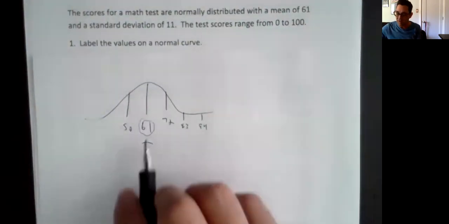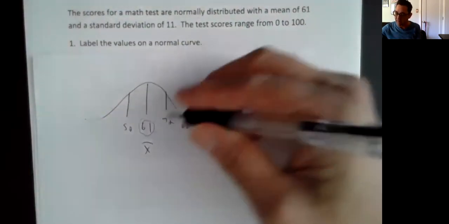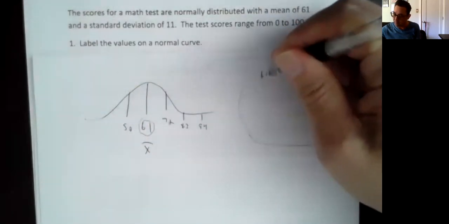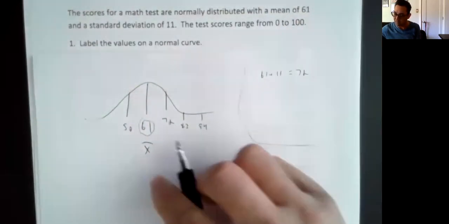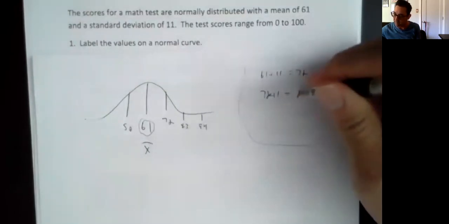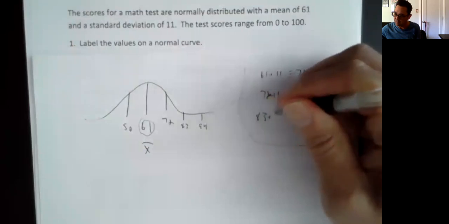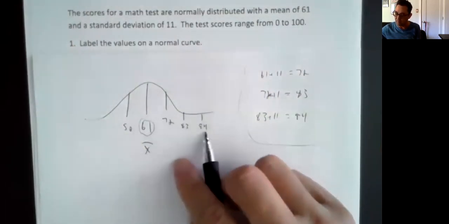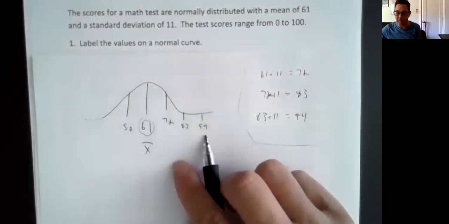That's it, right? So to get this, just so you know, this is side work: 61 plus 11, that got me the 72. I took 72 plus 11, that got me the 83. I took 83 plus 11, and that got me the 94. And once I get 3 numbers, that's 3 standard deviations away, I stop.